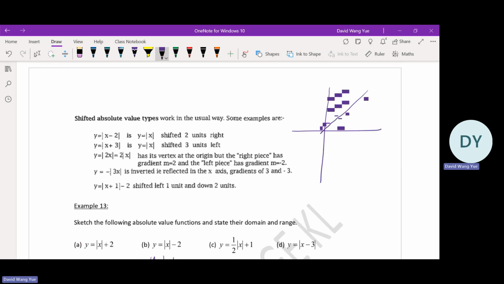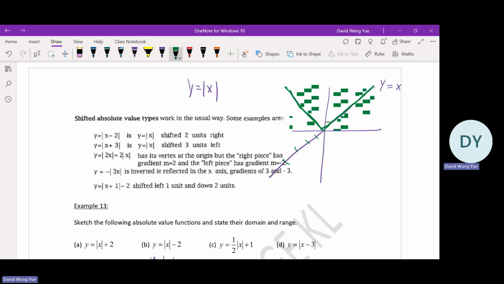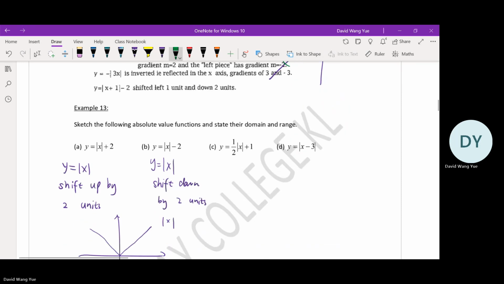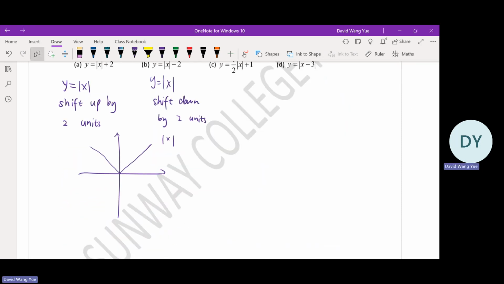We first draw y equals x, and then when I take the modulus of x, whatever is below the x-axis, this part reflects about the x-axis. Okay, so this is how we get y equals absolute value of x. After we get that, when you plus 2, it goes up by 2.